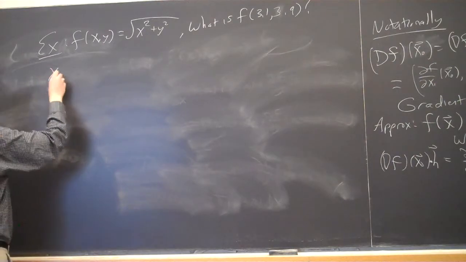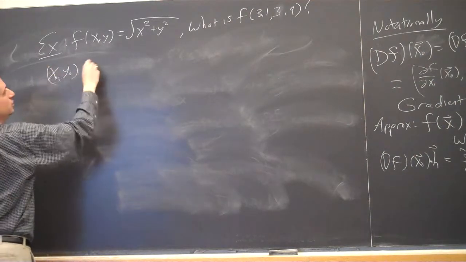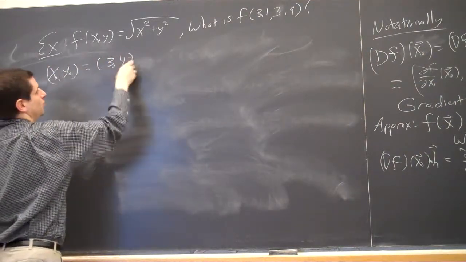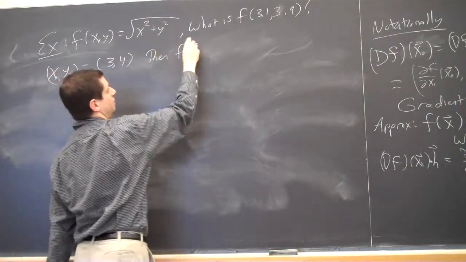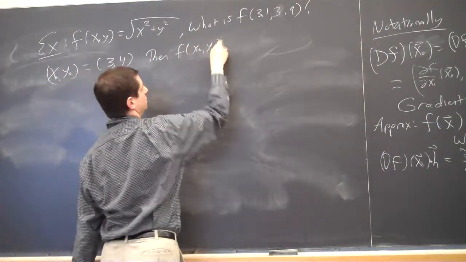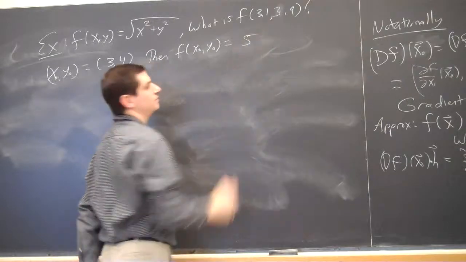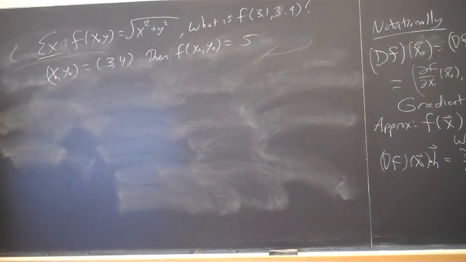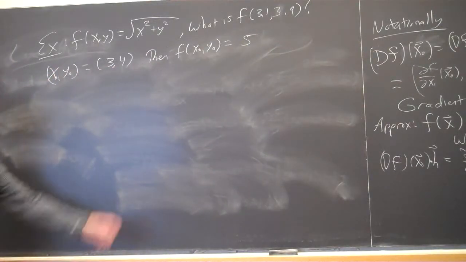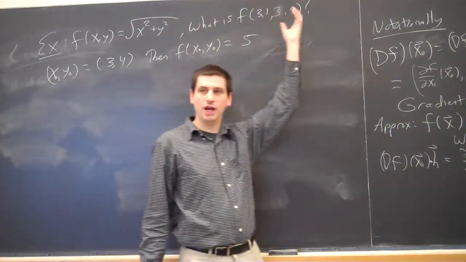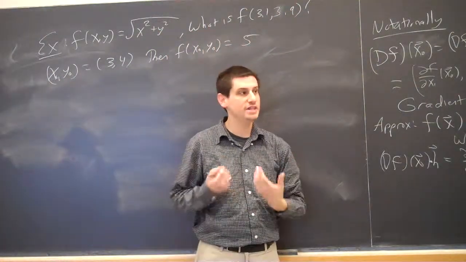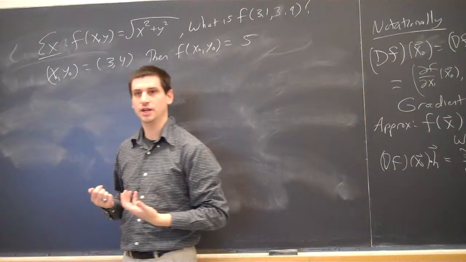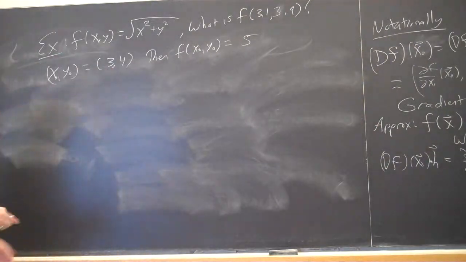So if we take x naught and y naught to equal 3, 4, then f of x naught and y naught is going to be 5. So we have a really good value. And so when we actually take the derivative of this function and all of its partials, they're going to be very easy to evaluate at the point 3, 4. And that's why I want this.